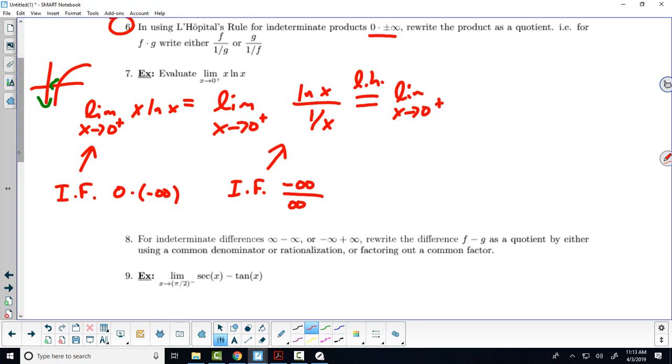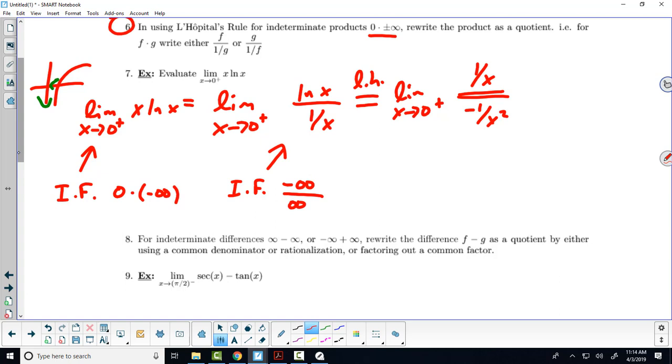So what's the derivative of the natural log of x? It's 1 over x. What's the derivative of 1 over x? It's minus 1 over x squared. Okay. This still has indeterminate form, infinity over infinity, or infinity over minus infinity. It still has an indeterminate form, right? So we could keep going with L'Hôpital's Rule. Should we? No. My gut says no.